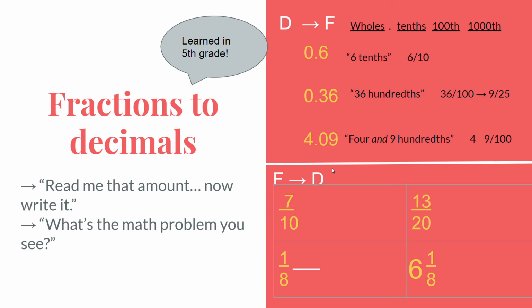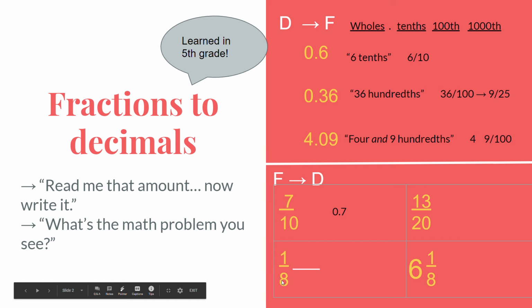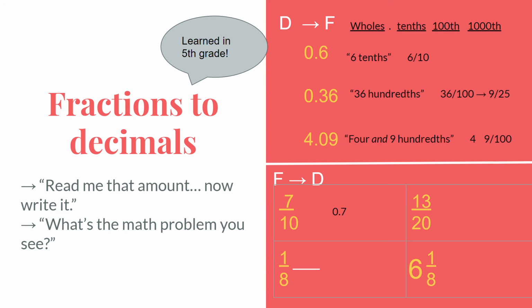There are 2 strategies. One of them will always work, and then the other one only sometimes works, even though it's easier. The one that only sometimes works, you can see here, 7/10ths. Well, we have a tenths spot in our place value system. So 7/10ths just turns into 7/10ths. 1/8, however, we don't have an 1/8 spot in our place value system. We can't make equivalent fractions out of 1/8ths that would turn into tenths or hundredths very nicely.